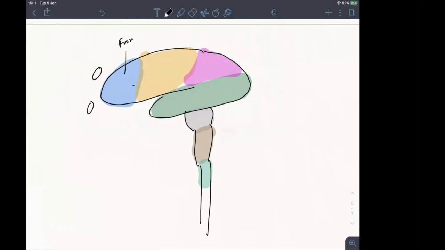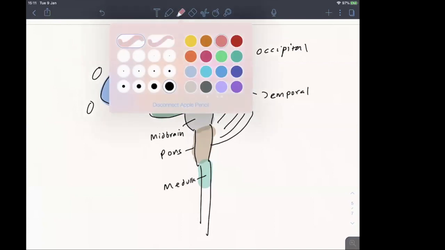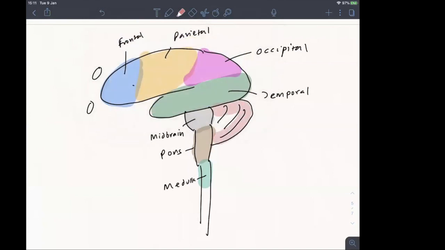Now let's name all these areas. This is frontal, this is parietal, this is occipital, this is temporal, this is midbrain, this is pons, and this is medulla. And one more very important area is the cerebellum. What color should I give cerebellum? Okay, like this.